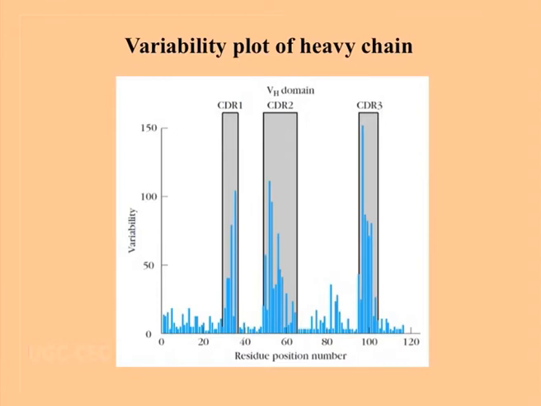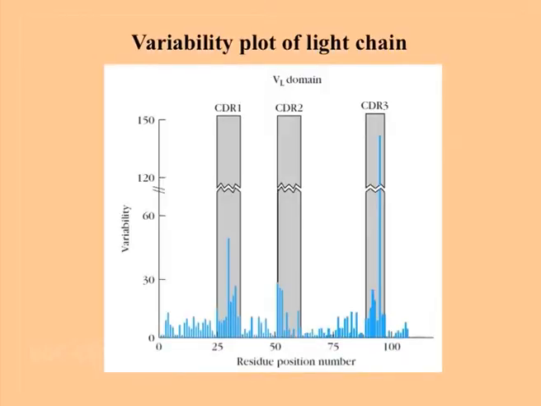In the variable region of 110 amino acids, 3 regions contain maximum variability. These 3 regions are called hypervariable regions. Similarly, if we plot variability for the light chain, variability on the y-axis and number of residues on the x-axis, then for the light chain also we will see 3 hypervariable regions. So, on each arm there are 6 hypervariable regions, 3 for heavy chain, 3 for light chain, and these 6 hypervariable regions are actually responsible for binding to an antigen.